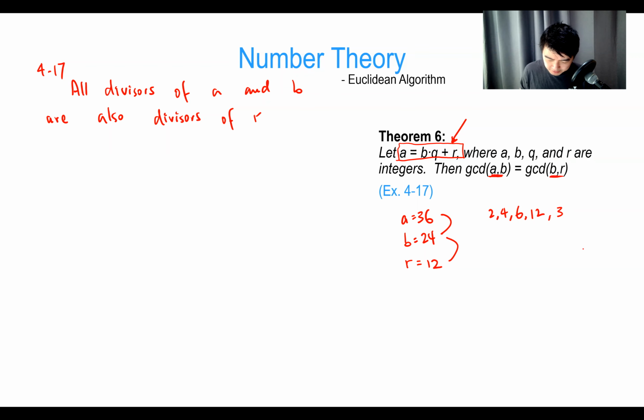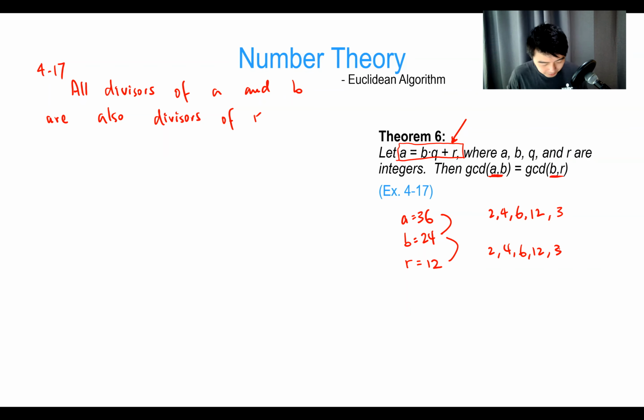All right. So what are all the common divisors of 24 and 12? Well, take a look. It should be the same. So 2, 4, 6, 12, and also 3. 3 was what I was missing before. So just verify that, in fact, the divisors are all common. So this is what we want to prove. And again, if we are able to prove this, this is very nice. This is a very nice application.